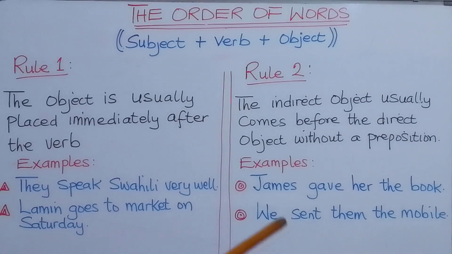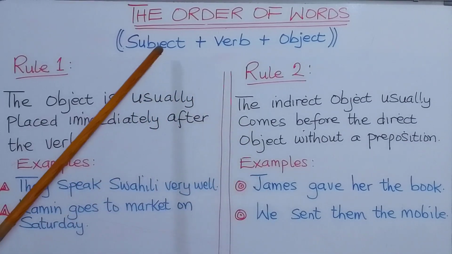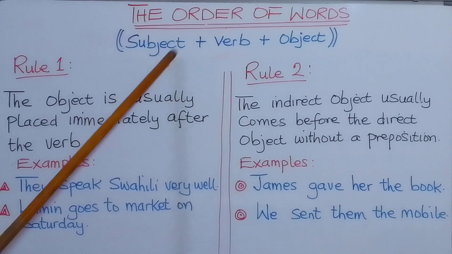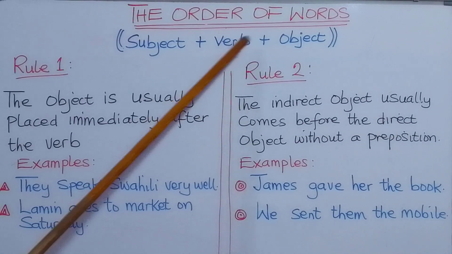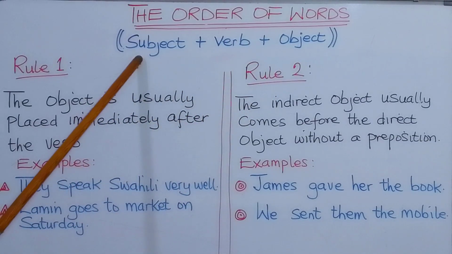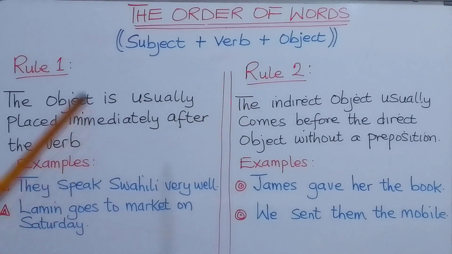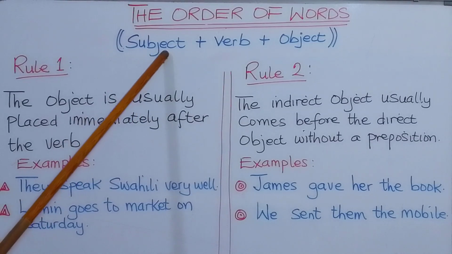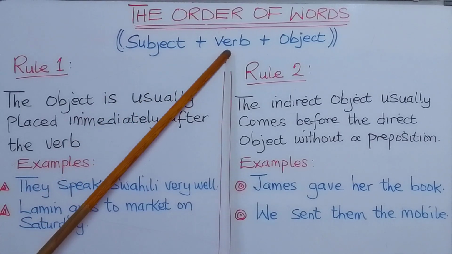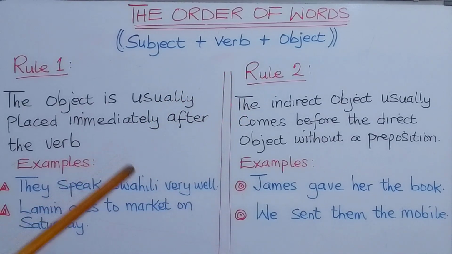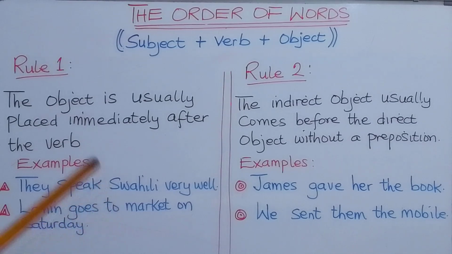Now, the normal order, the correct order that your words will follow will be to put the subject first, after the subject, you have the verb, and then the object. Subject plus the verb plus the object. So you see the order that is going to take. Subject, after you put your verb, and then the object. That is the sequence or the order that your words will follow, if you want to write correct English, if you want to write correct grammar.